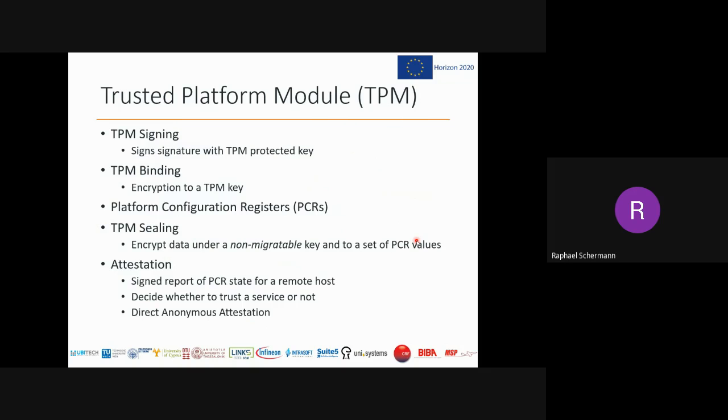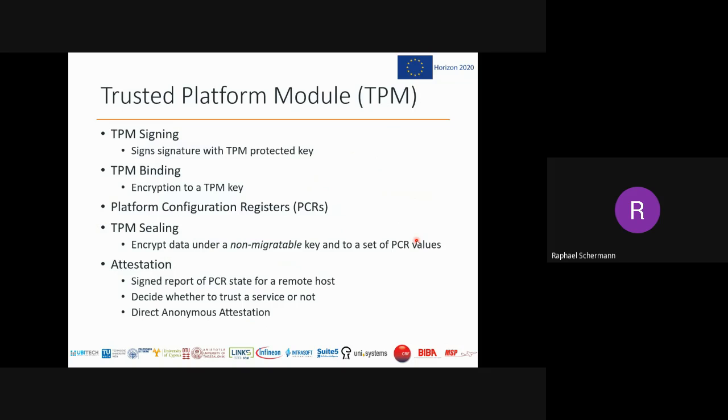So then we are coming to the core components of the Trusted Platform Module. The Trusted Platform Module offers TPM signing. This means it creates a signature with a TPM-protected key. And the key, as I mentioned before, is tamper resilient. Then it also offers TPM binding. Here, encryption under a TPM key is happening. And then one important part, also for the attestation, are the platform configuration registers.